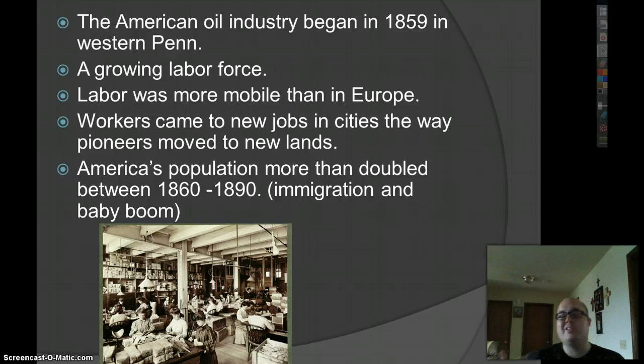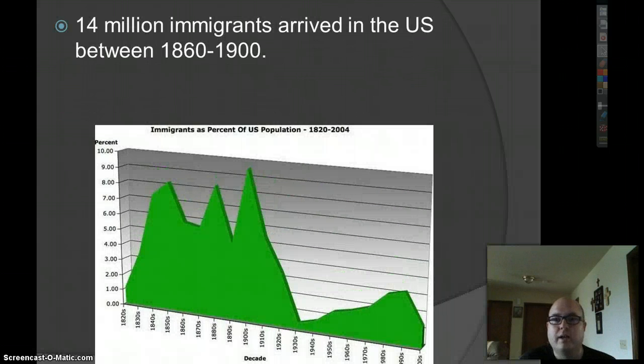Right? So population more than doubled from 1860 to 1890. Right? 30 years, double population because of many births after the Civil War, and also mainly immigration. And here's a little chart here. 14 million immigrants arrived in the U.S. between 1860 and 1900. As you see, big spike in population.